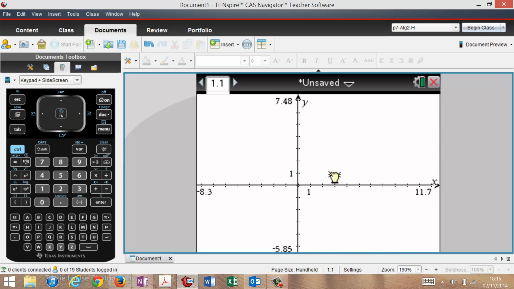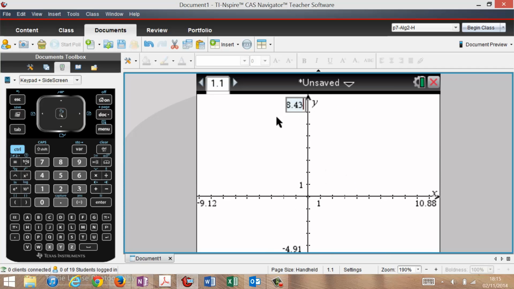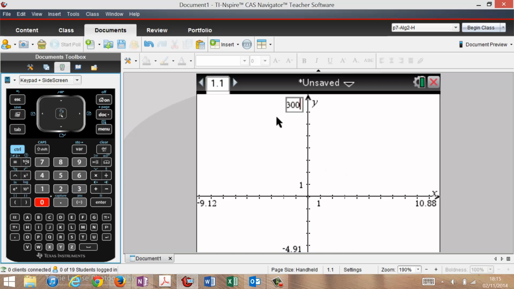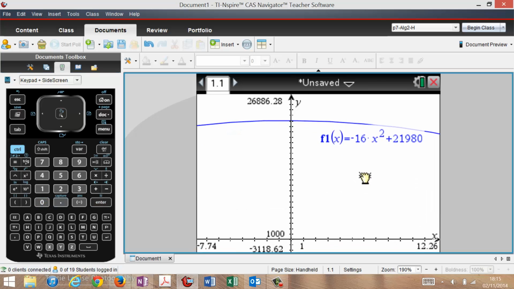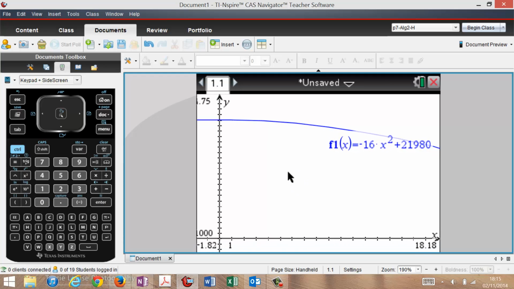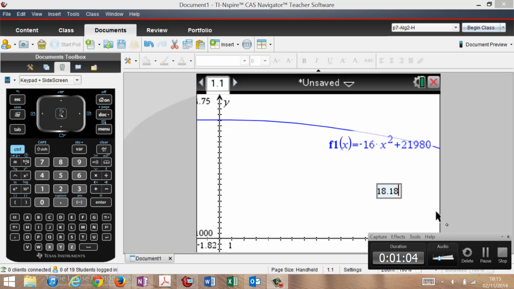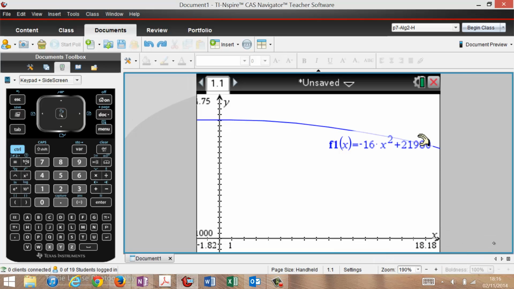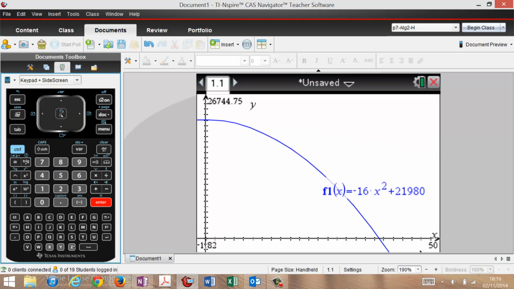So I need to change my y. Look, I can drag this, but that's not helpful. I need to change this to maybe 30,000. I don't even think that's going to be high enough, but let's try it. Well, no, it was high enough. And if I slide this over, I see I made more room on my x-axis. So I'm going to change the x-axis to be maybe like 50. Ooh, good graph.